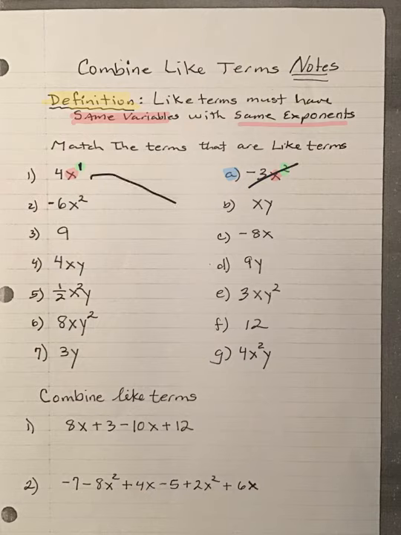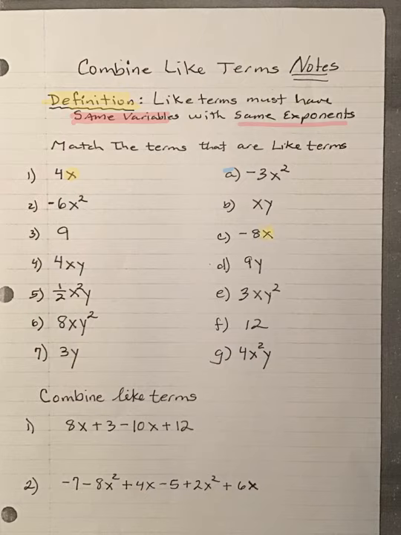What about these two? Are these two like terms? Well, the answer to that is no, because this term has an x and a y, has both variables, and this term just has an x. So that's a no. What about C, negative 8x? And that one is a yes. So those are like terms because they have the same variable with the same exponent. So notice this variable is just x and this variable is just x.